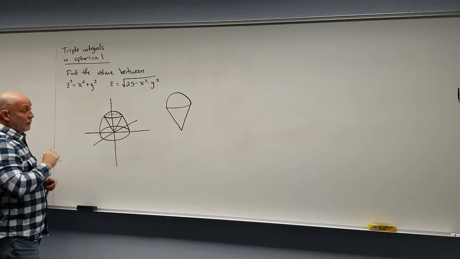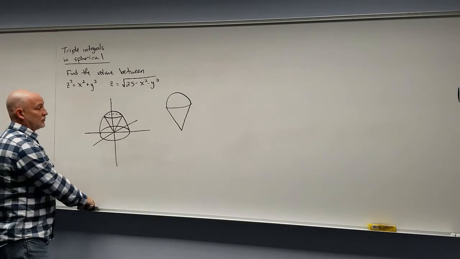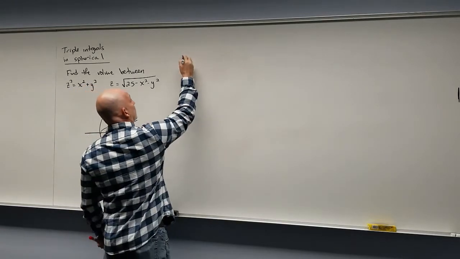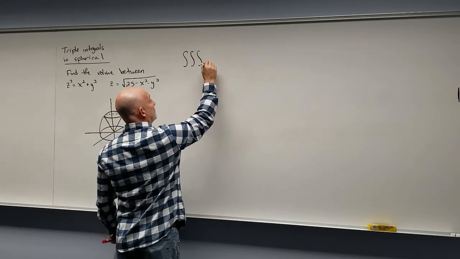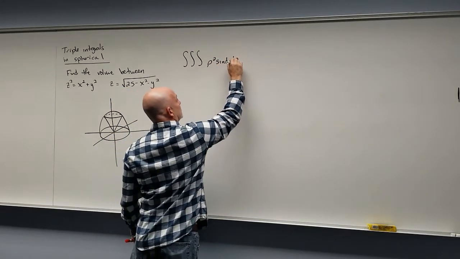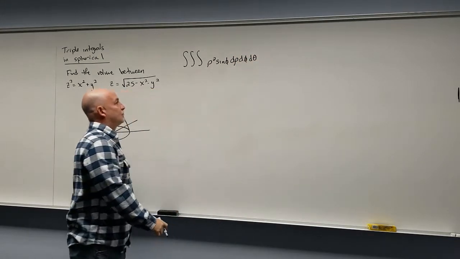So let's see if we can come up with the triple integral for this in spherical. Let's get our ice cream cone out of there. So for our triple integral, we know that our little piece of volume is going to be rho squared sine phi. Let's do d rho d phi d theta.